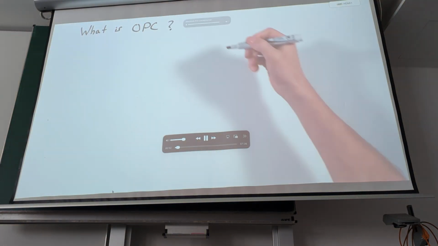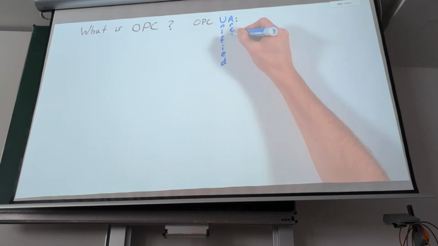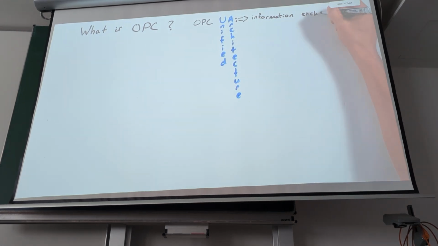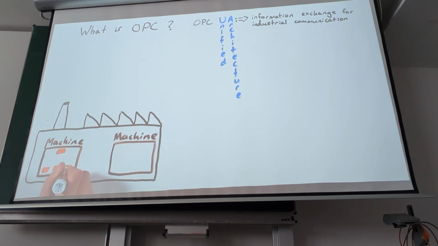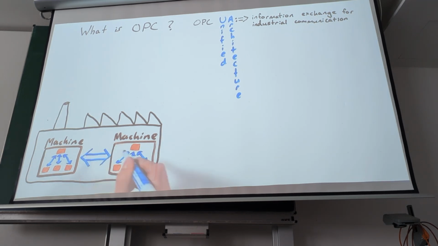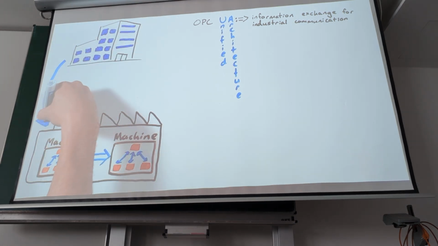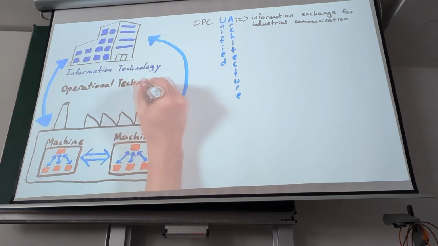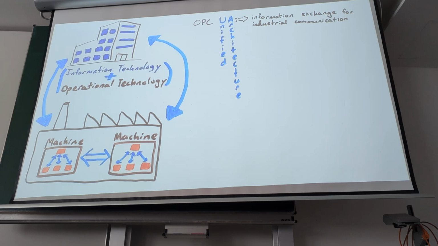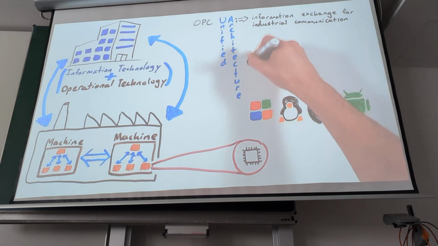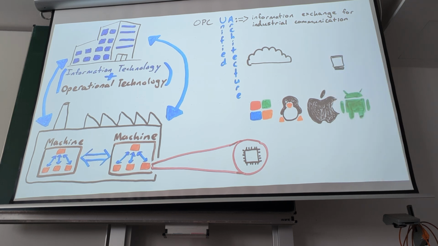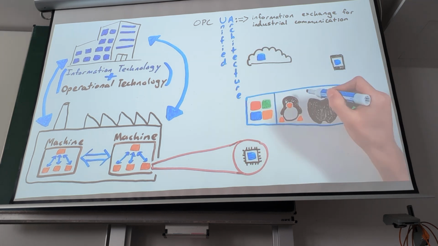What is OPC? OPC UA is the open standard that specifies information exchange for industrial communication, particularly on devices within machines, between machines, and from machines to systems in a convergence of IT and OT. It can be used with any software platform: Windows, Linux, Mac, Android, well, you pick one. In this case, OPC UA is scaling from minimal embedded controllers to massive cloud infrastructures, even mobile devices.